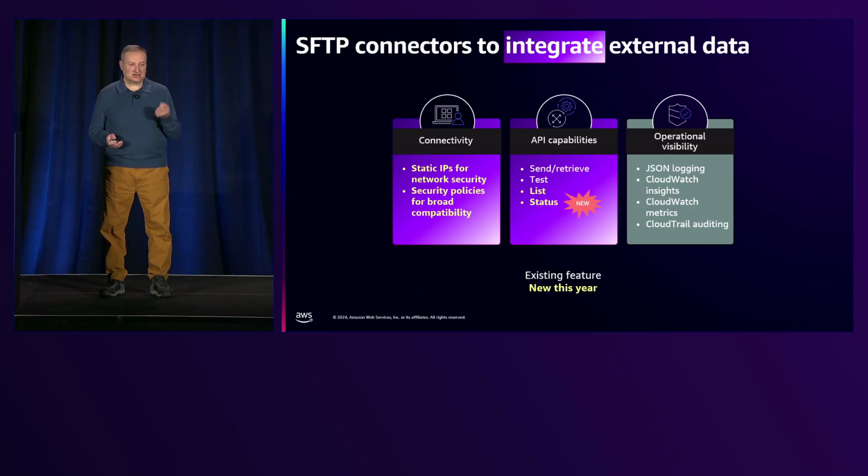SFTP connectors are fully managed SFTP clients. You can download files from, and upload files to, SFTP endpoints. And this year, we added APIs for listing an SFTP endpoint and checking the status of an existing file transfer. You trigger this operation using APIs so it seamlessly integrates with any pipeline that you might already have.